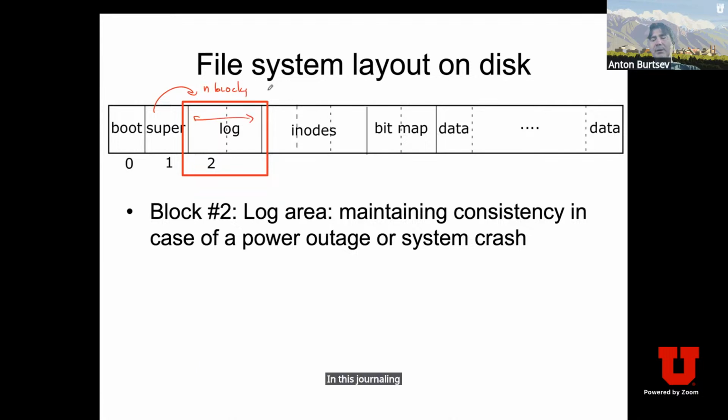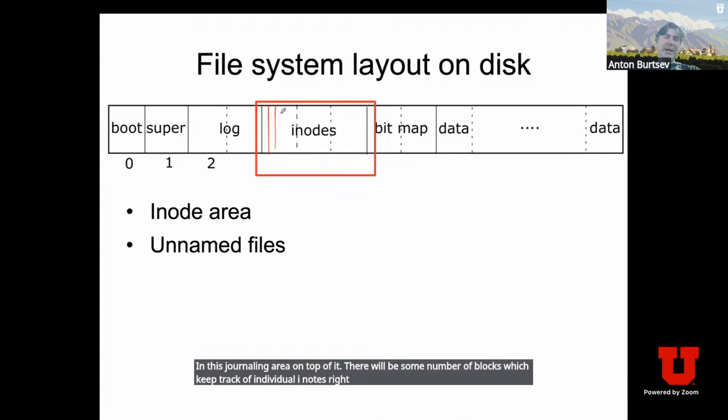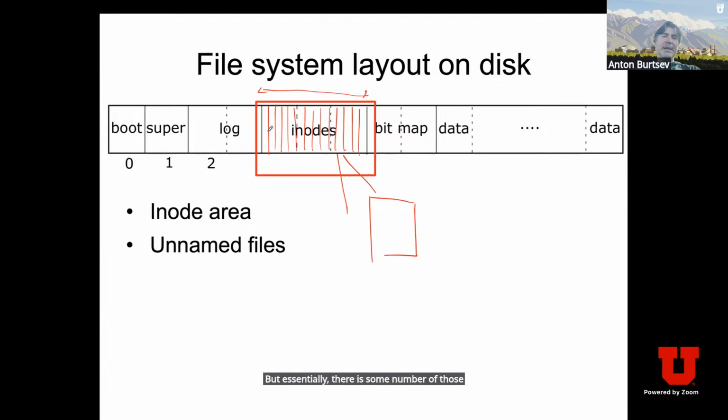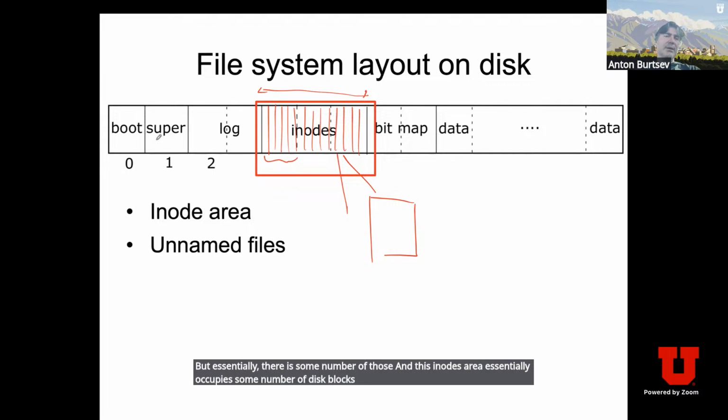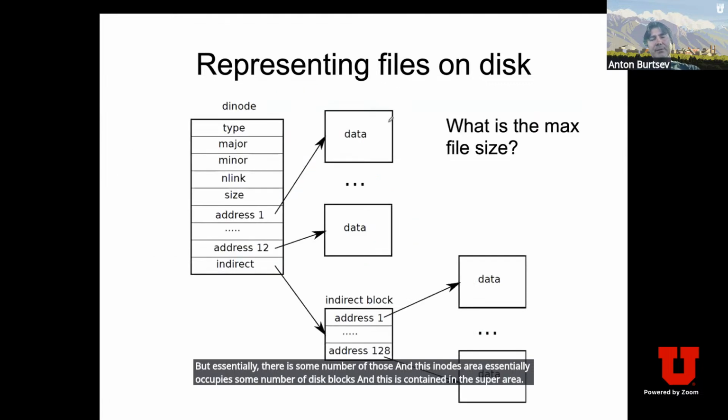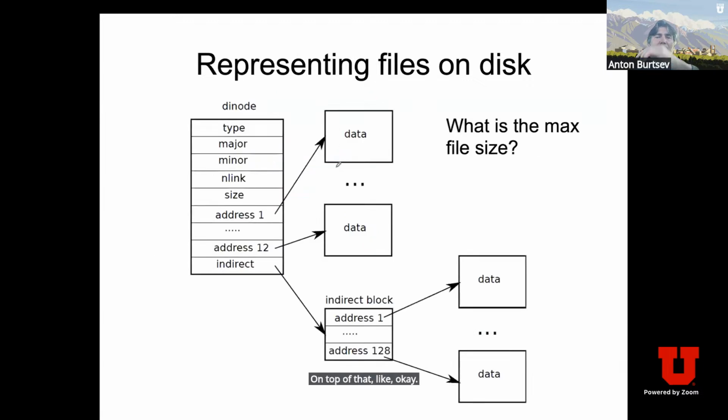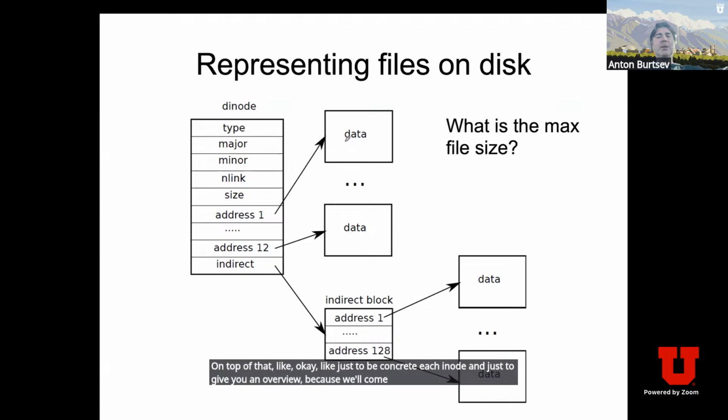On top of it, there will be some number of blocks which keep track of individual inodes. Inodes represent unnamed files, and each of these inodes is a data structure. We'll take a look at what's inside, but essentially there is some number of those. This inodes area occupies some number of disk blocks, and this is contained in the super block. Just to give you an overview, because we'll come back to it and cover it at a different level of detail.